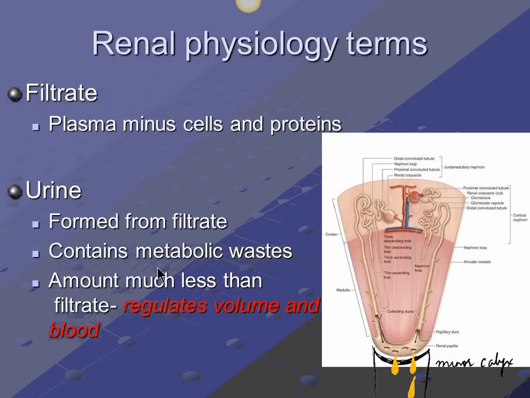You never throw away anything that is wanted unless there is a problem, for example, the filtration membrane is damaged. So it mainly contains metabolic wastes. The amount is much less than the filtrate, right? You filter quite a lot of blood, like 180 liters as it was said, but what passes out as urine is much less. And the function is to regulate the volume and composition of blood.